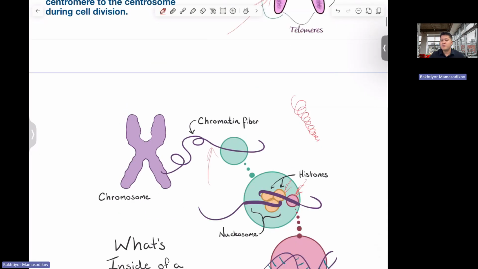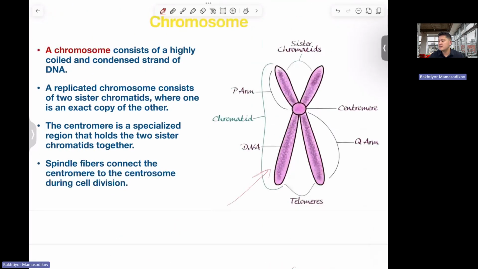So let's talk about the parts of the chromosome. You can see the sister chromatids, right? This is one sister chromatid. This is another sister chromatid. First sister chromatid, second sister chromatid. So sister chromatids: when DNA is copied before the cell division, you get two identical strands joined together.